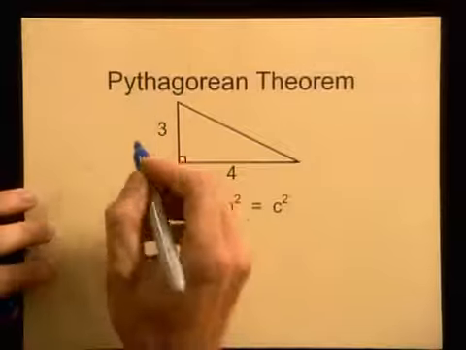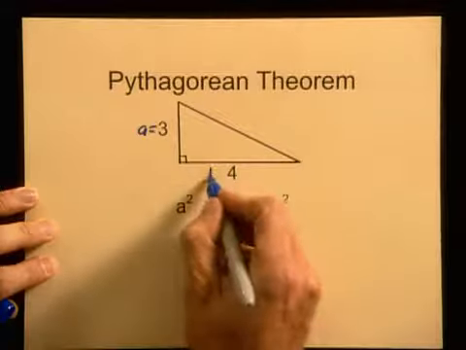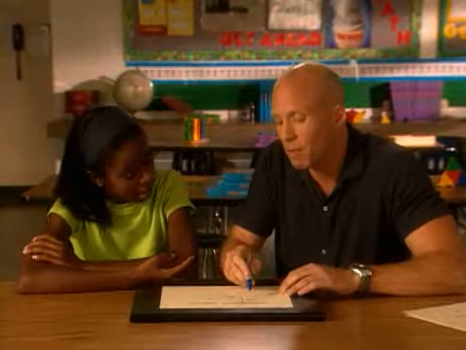Now, this is one of my legs over here, A, and in this case, it equals 3. Here's my other leg here, B. In this case, it equals 4. Now, I want to find the hypotenuse. So what I can do is plug in my numbers for A and B, and I can find C. You ready to do it? Yes. All right, let's do it.